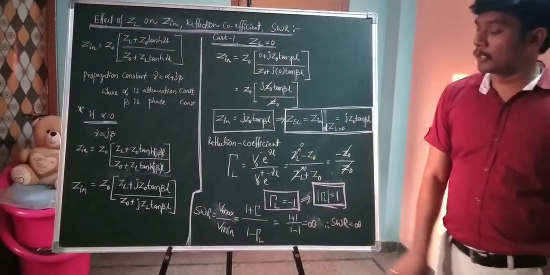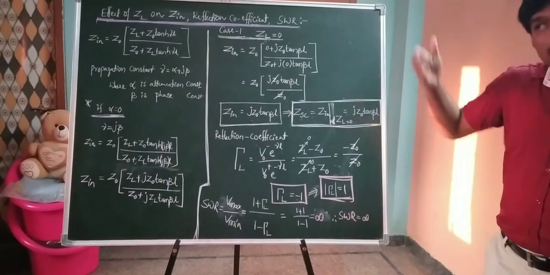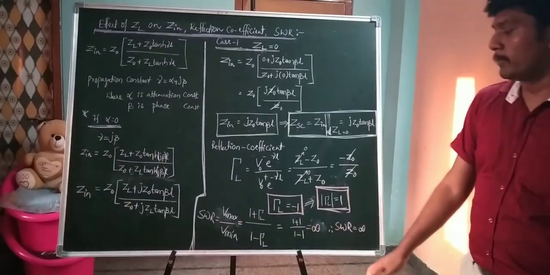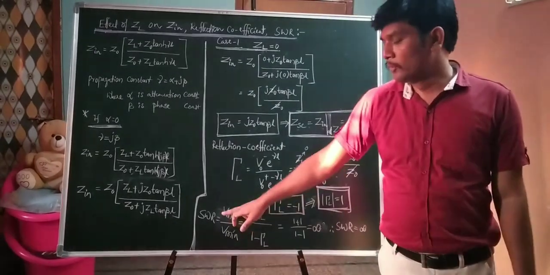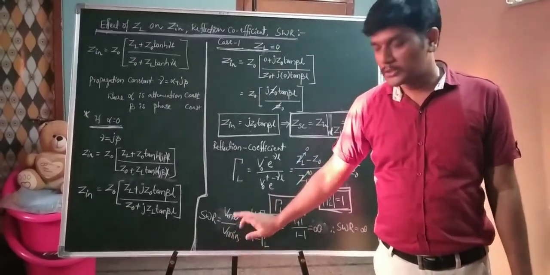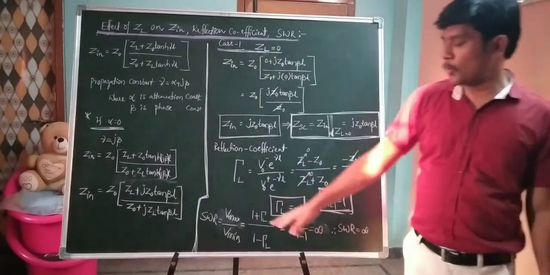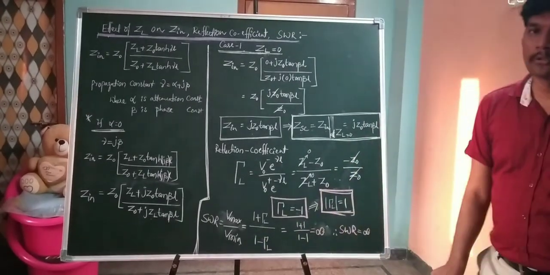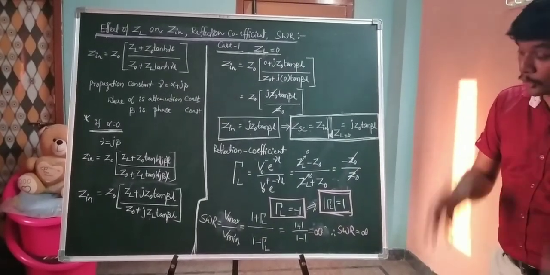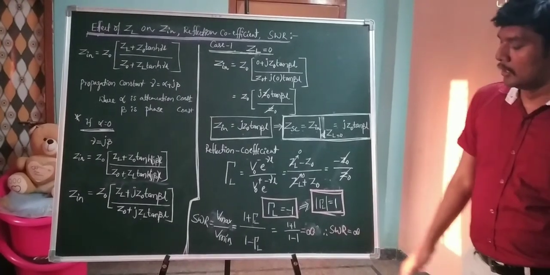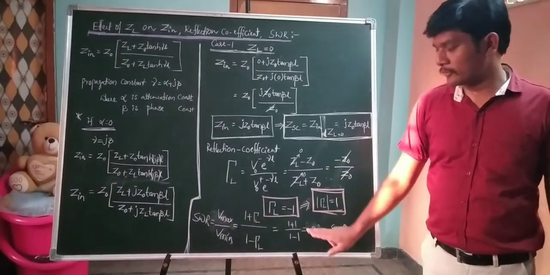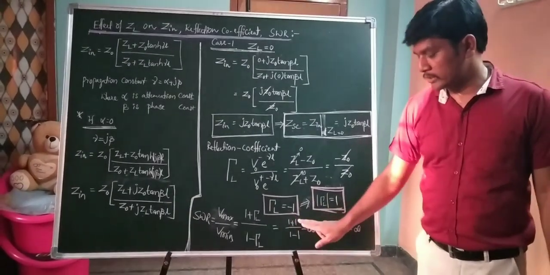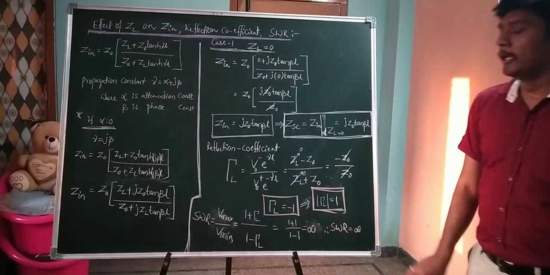Then what is the other parameter which depends on the selection of the load ZL? Another parameter is the standing wave ratio. By definition, the standing wave ratio is equal to Vmax divided by Vmin, which is equal to 1 plus the reflection coefficient divided by 1 minus the reflection coefficient. If you substitute the magnitude of the reflection coefficient as 1, we get 1 plus 1 divided by 1 minus 1, which is equal to infinity.